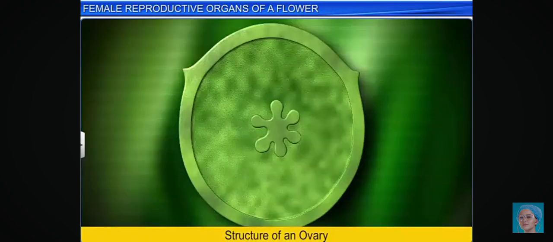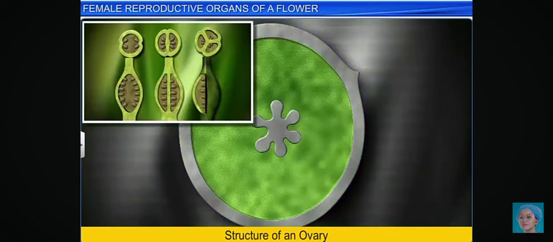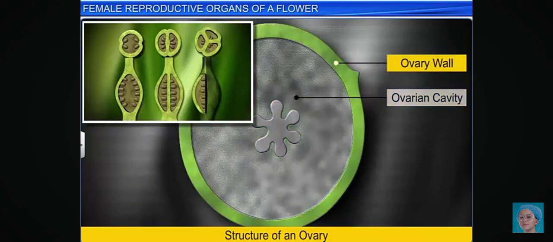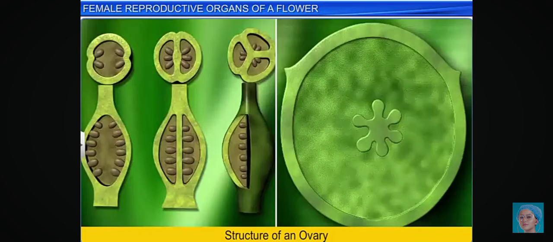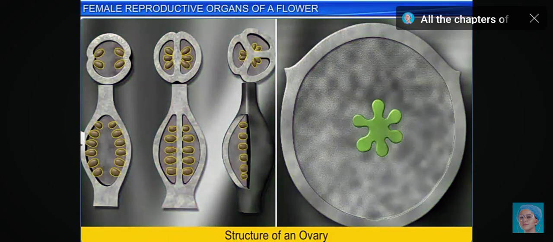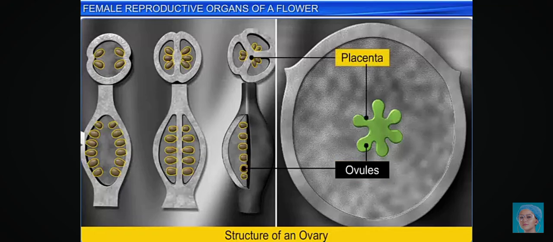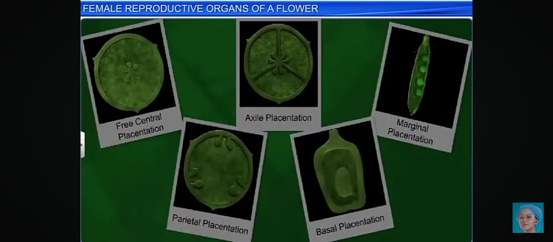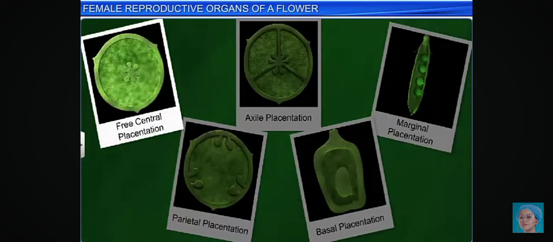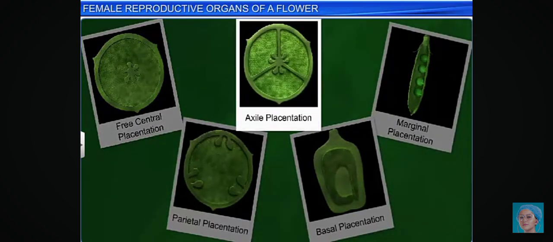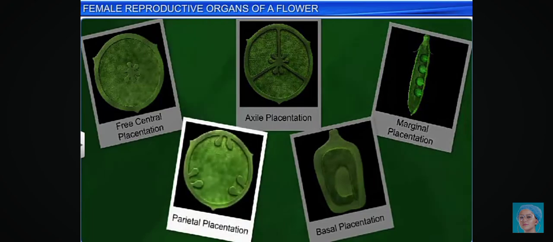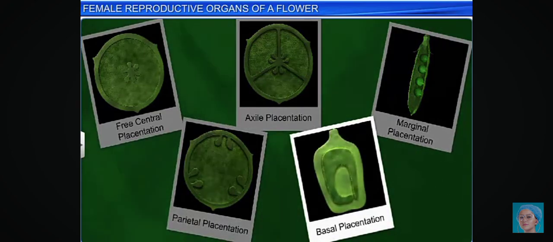Morphological studies of the ovary have revealed that it contains one or more cavities called locules, or ovarian cavities that are surrounded by an ovary wall. Within the locule, you will find ovules or megasporangia that are attached to the ovary wall in a region called the placenta. These ovules may be arranged in free central, axile, marginal, parietal, or basal placentation.